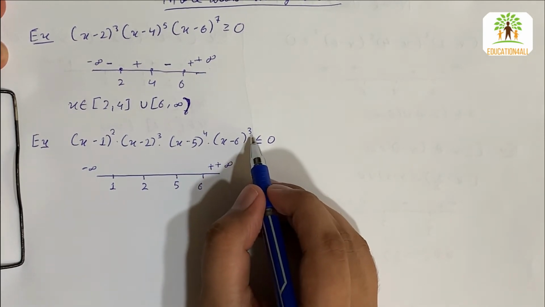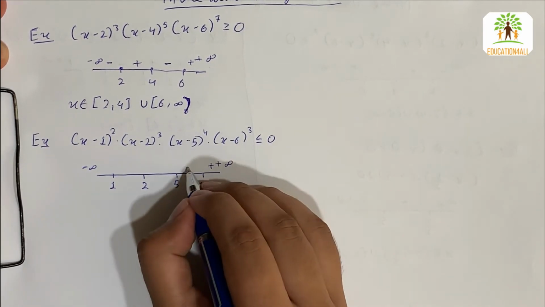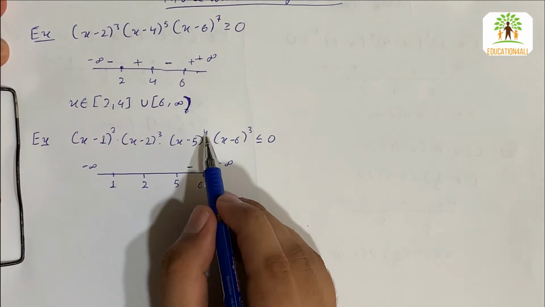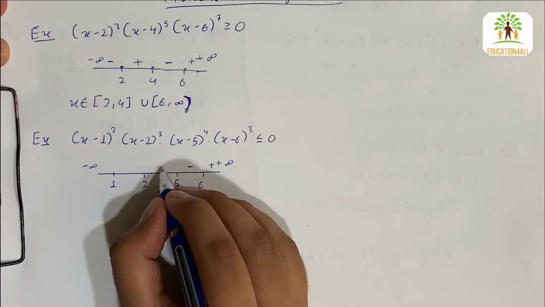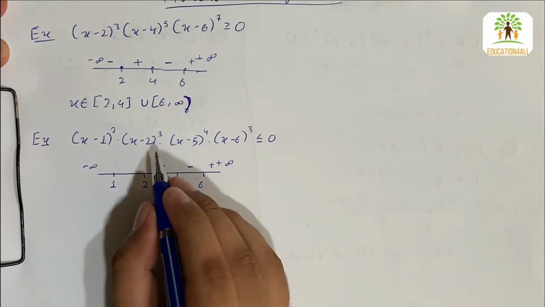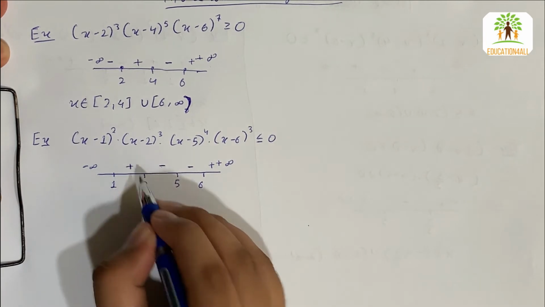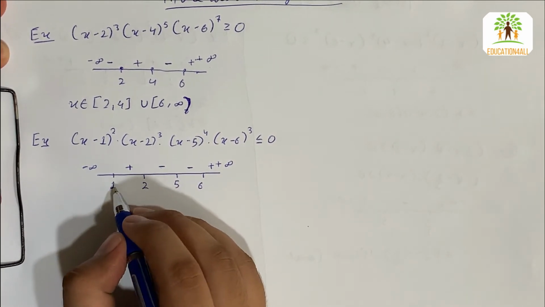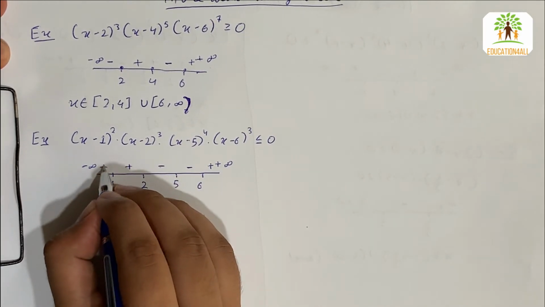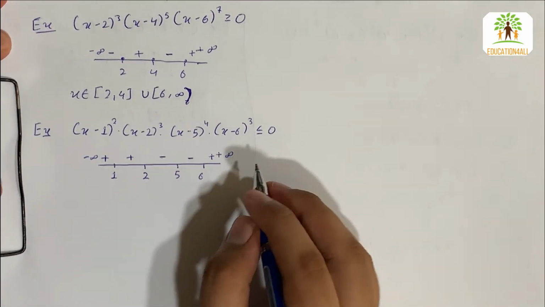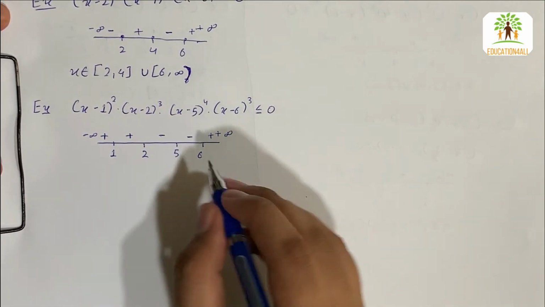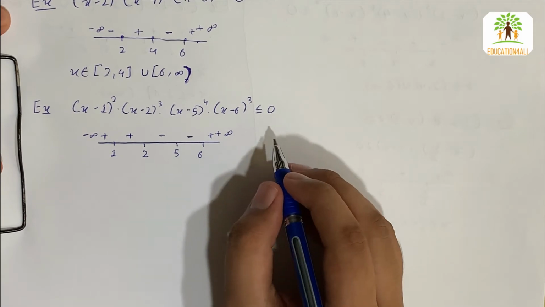Starting with a plus sign, at the critical point x equal to 6 we have an odd power, which means that the sign will change, to negative. At x equals 5 we have an even power, which means that the sign will not change. At x equals 2 we have an odd power, which means that the sign will change. At x equals 1 we have an even power, which means that the sign will not change.